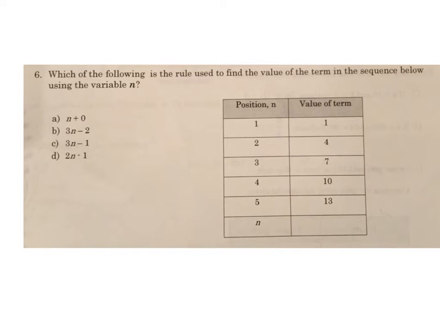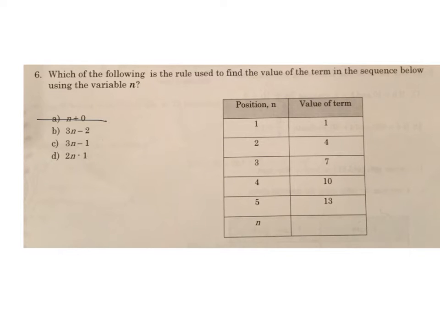Which of the following is a rule or an expression used to find the value of the term in the sequence below using the variable n? N being like what position you're at and how many there are of that term. So what I do is I look at each of the choices and X them out as if they work or not. So n plus 0, if I try n plus 0 and I plug in 1 plus 0, I get 1. So it works for that first one. But then if I try 2 plus 0, it didn't work there. So that automatically eliminates A.